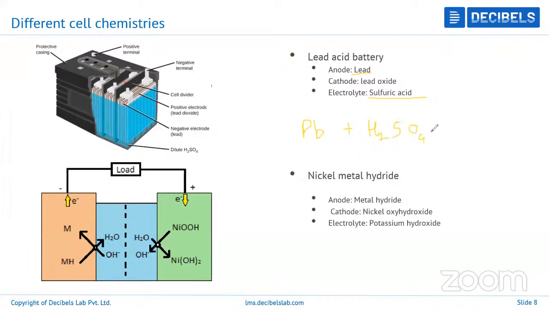We know that oxidation is nothing but losing electrons at the anode. So we know lead is the anode. If lead undergoes oxidation, lead ions are formed, and immediately the lead ion will go and combine with the sulfate ion. So it becomes lead sulfate, PbSO4, and it releases hydrogen ions plus 2 electrons. So this is the reaction that occurs at the anode, your oxidation reaction.